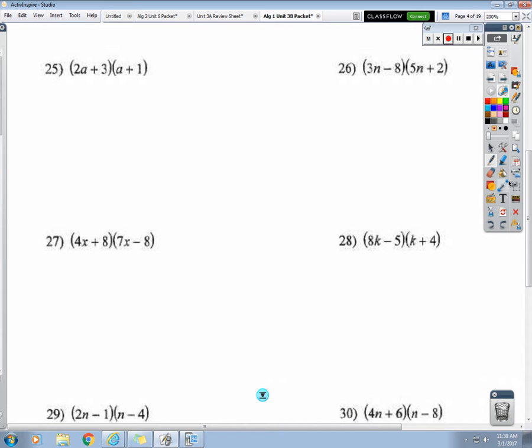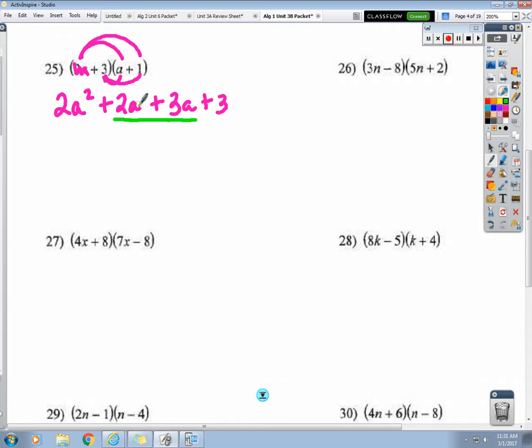First I have to distribute what? Right, the 2a to the a and the 2a to the 1. What's 2a times a? What's 2a times 1? Correct. So now I'm done with the 2a. I distributed it to everything over there. Now what do I have to distribute to everything? Right, 3 times a is, and 3 times 1 is 3. And now I'm ready to combine like terms. The ones in the middle will combine because they're both just a to the first. So I have 2a squared plus 5a plus 3.